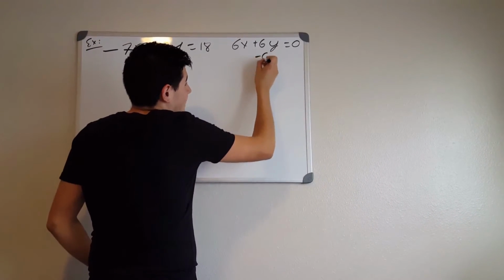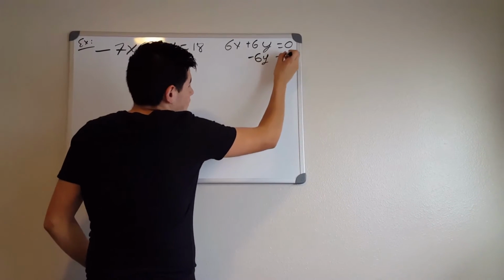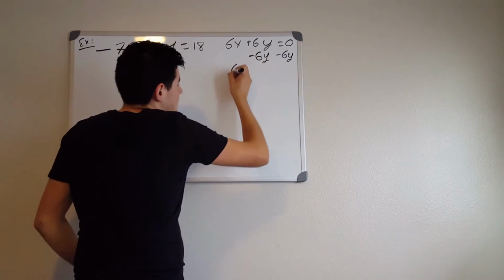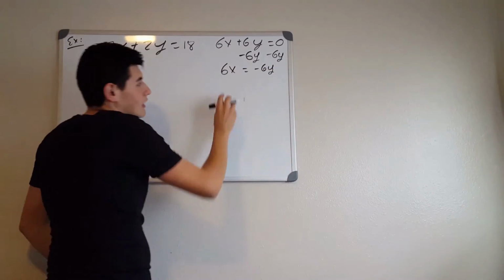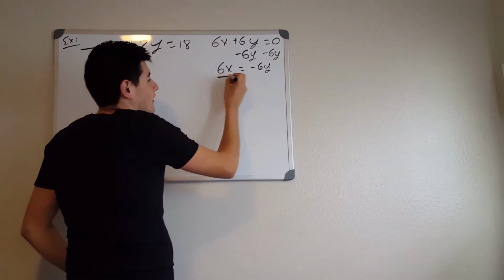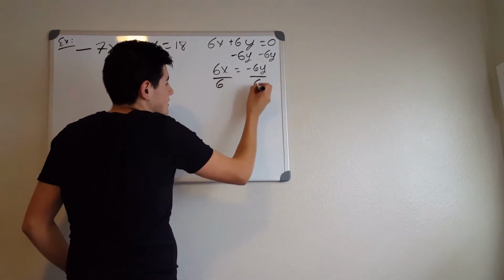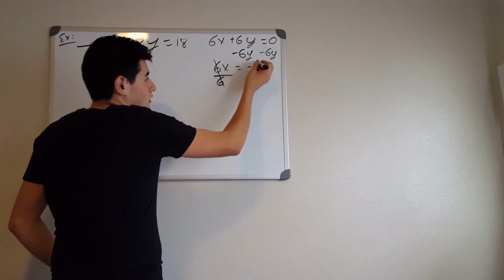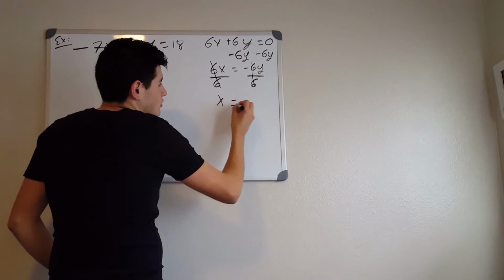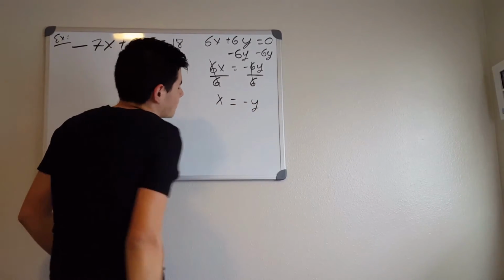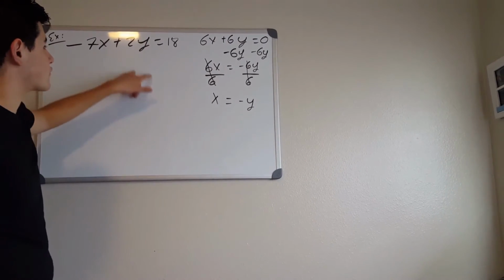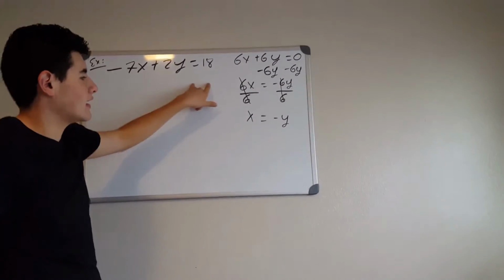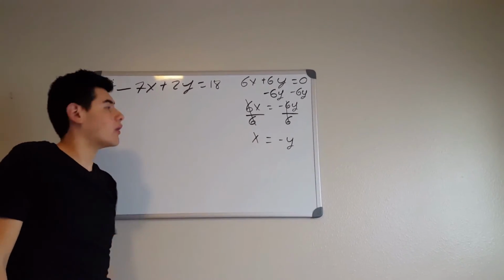So to single out x, we're going to subtract 6y from both sides. So 6x is equal to negative 6y. In order to get x alone, we divide by 6, divide by 6 on both sides. X is equal to negative y. Okay, so that means that for every x I see over here, I'm going to plug in a negative y.